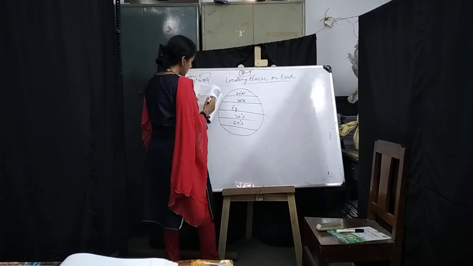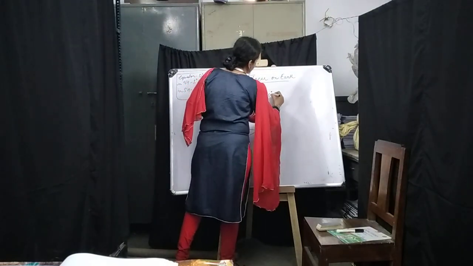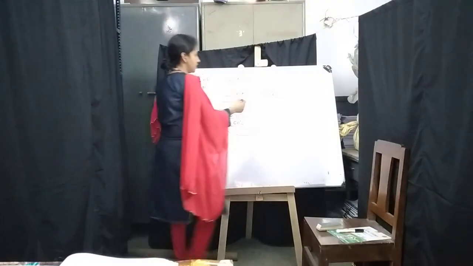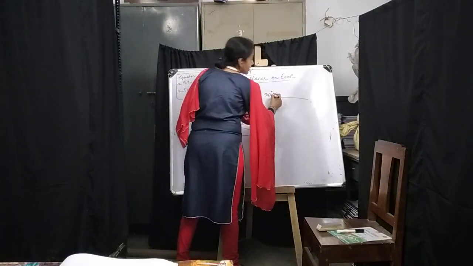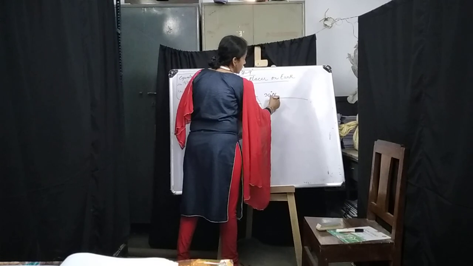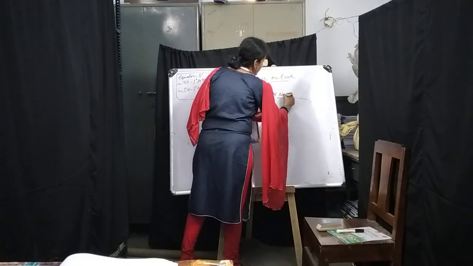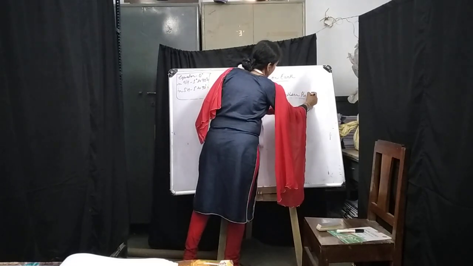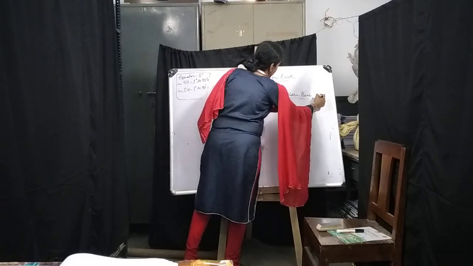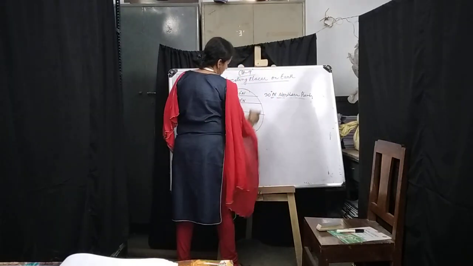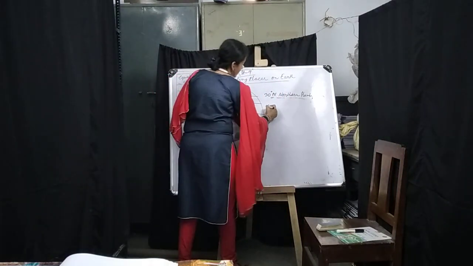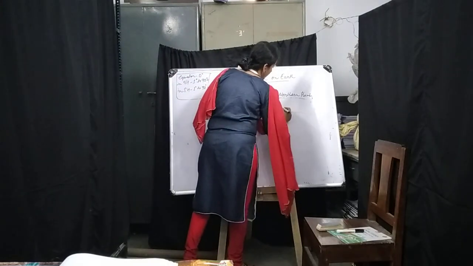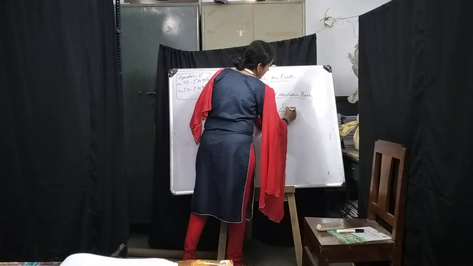So now the question is: 30 degree north, in which hemisphere does it lie? By seeing this sign of N, it lies in the northern hemisphere. And the next is 60 degree south. By seeing that it is S, we can say that it is in the southern hemisphere.